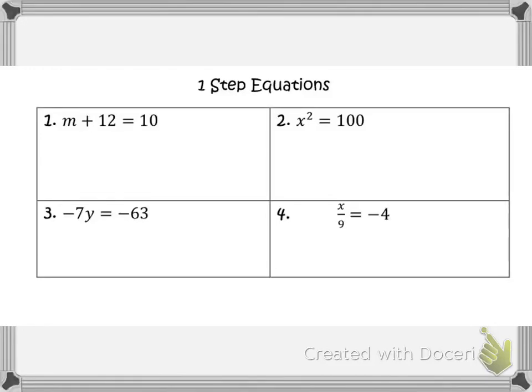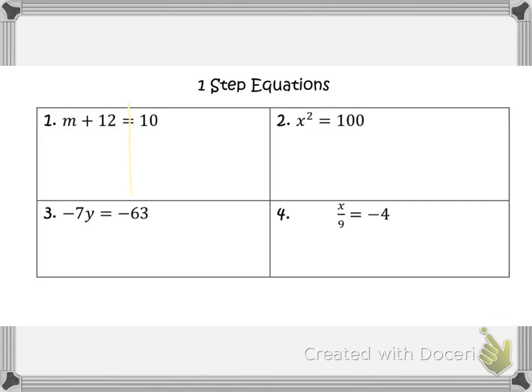Okay guys, so here is the first set of problems for one-step equations. The first number says m plus 12 equals 10. Now, just a reminder, the purpose of solving equations is to isolate the variable. So in this case, we want to get m by itself. So first thing we can do is to draw the line down the middle because it helps us remember that whatever we do to one side, we do to the other.